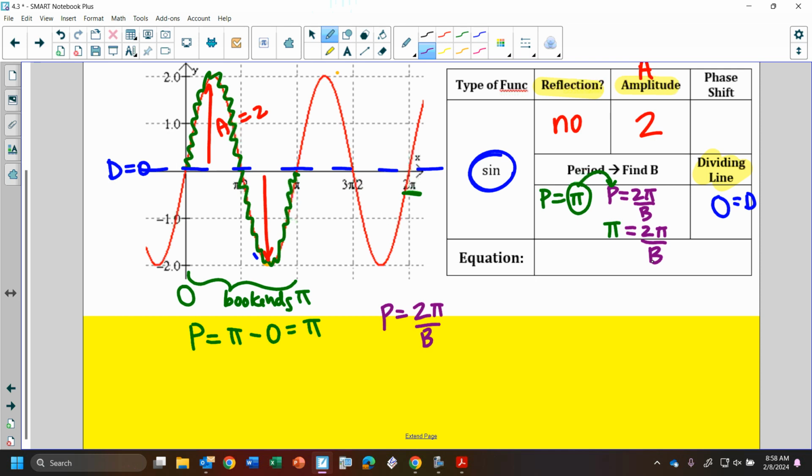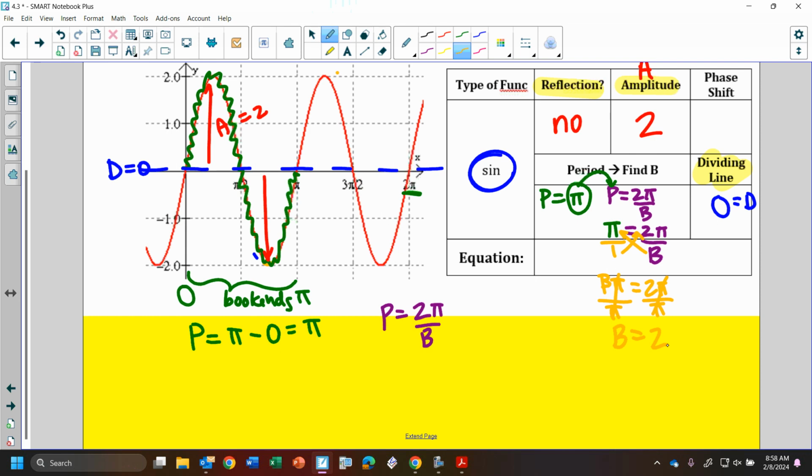What are we getting for the b value? Anybody? 2. Absolutely right. The b is 2. And a lot of you are probably at the point where you can just think and realize that, right? Like, oh, the period's pi. That shrunk it by a half. That b must have been a 2, right? Because b is backwards, right? If you can just see it and realize it, go with it. Cool, but make sure you're thinking it through and that it makes sense.